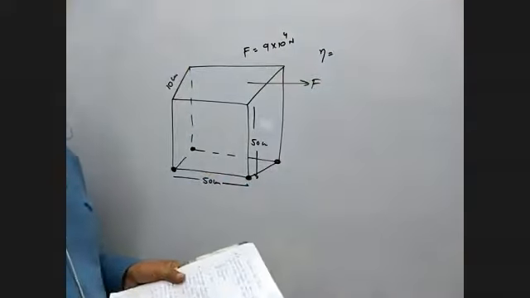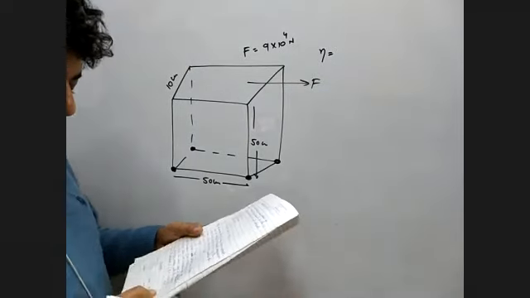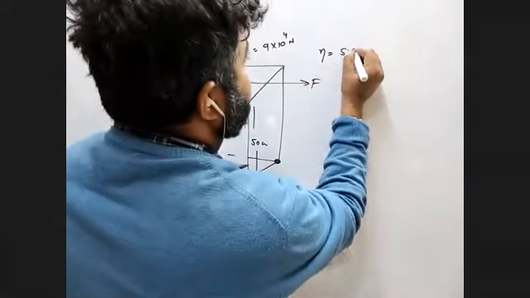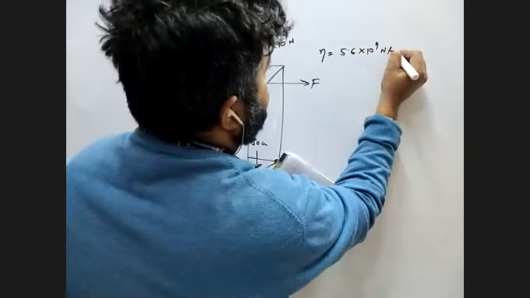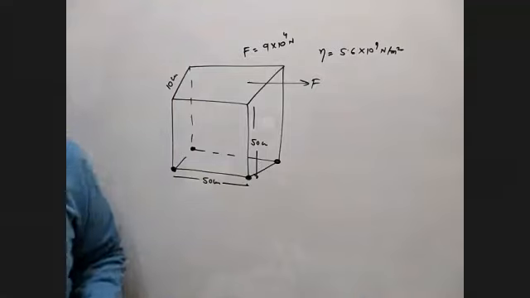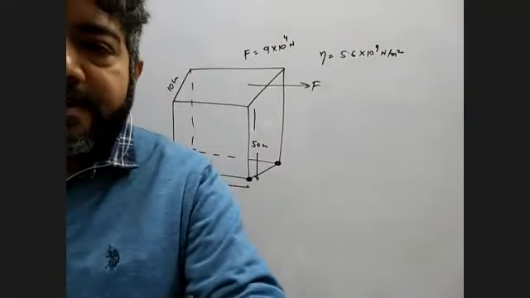Modulus of rigidity is 5.6 into 10 to the power 9 Newton per meter square. Is it okay, everyone? Yes, sir.